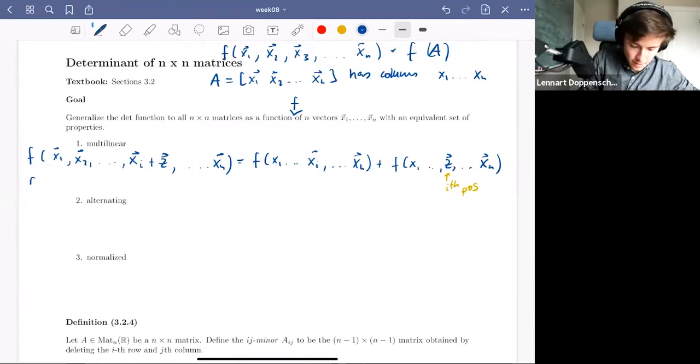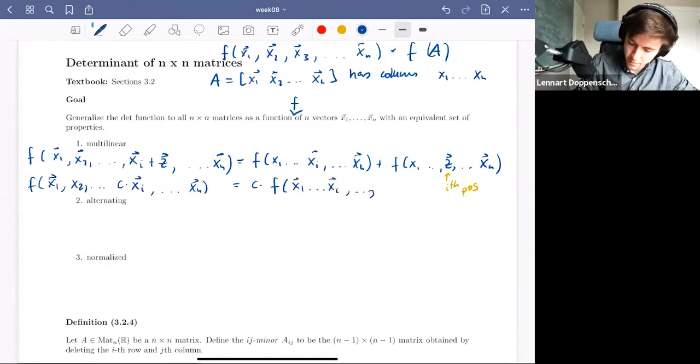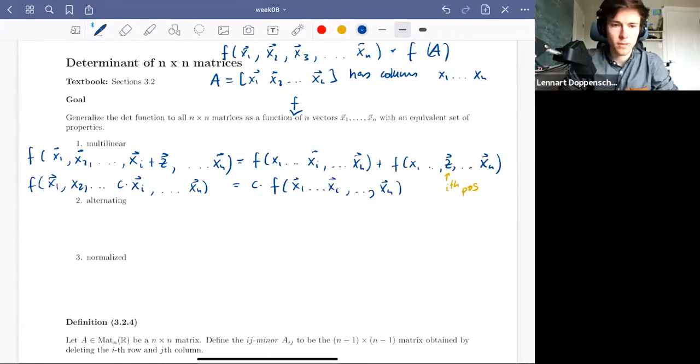So if you have f of x1, x2, and so on, and you multiply xi with a constant c, then we want this to be c times the function evaluated on the vectors, on the n vectors. So this is what multilinear means in general if you have more than two arguments.